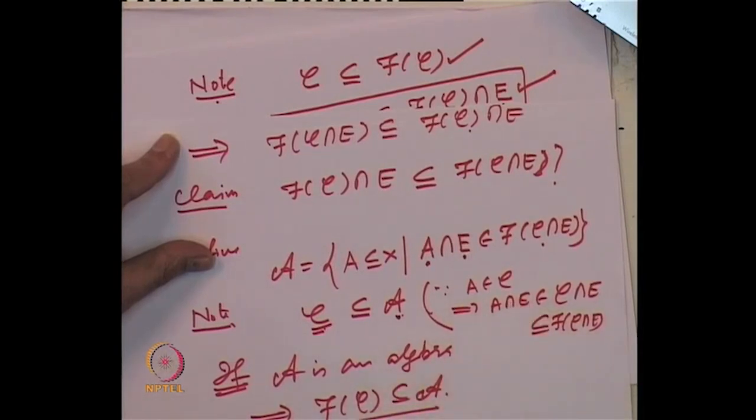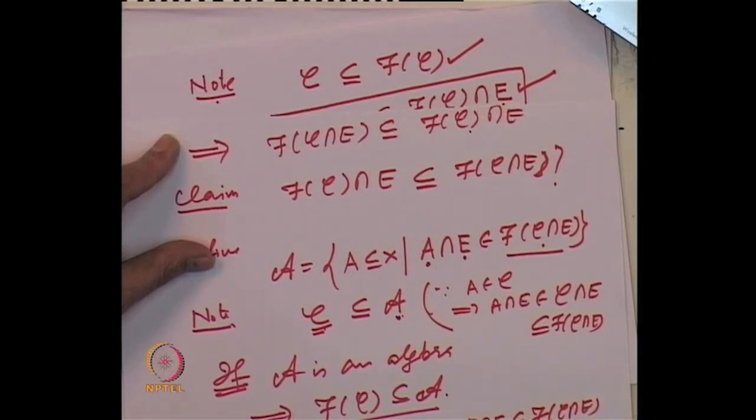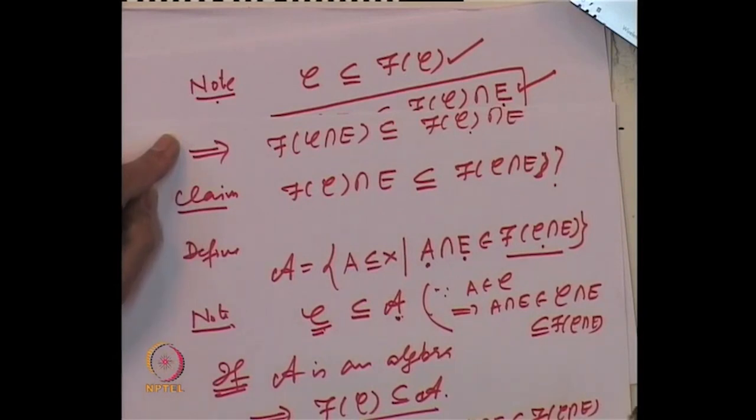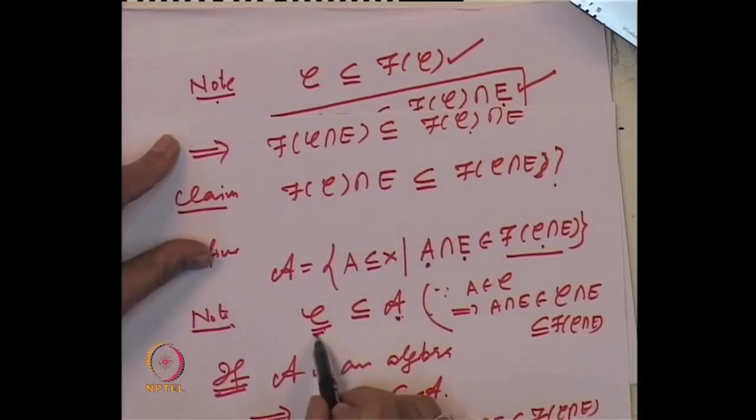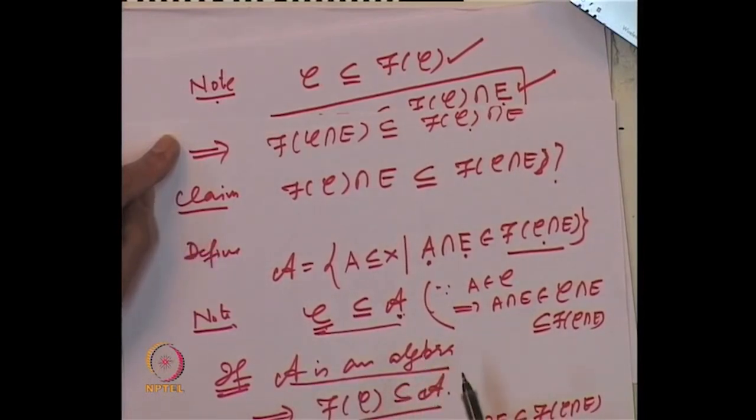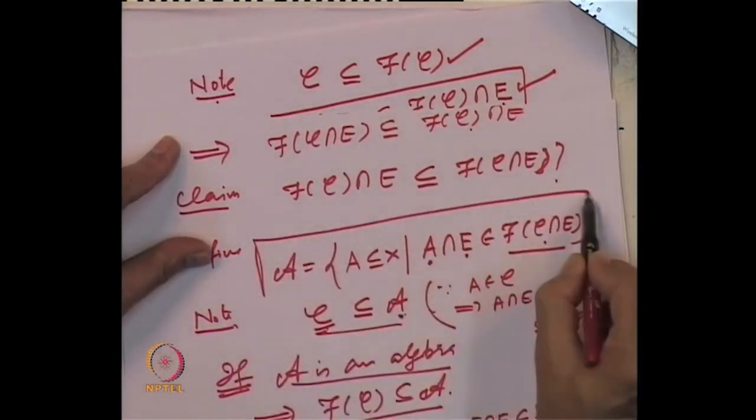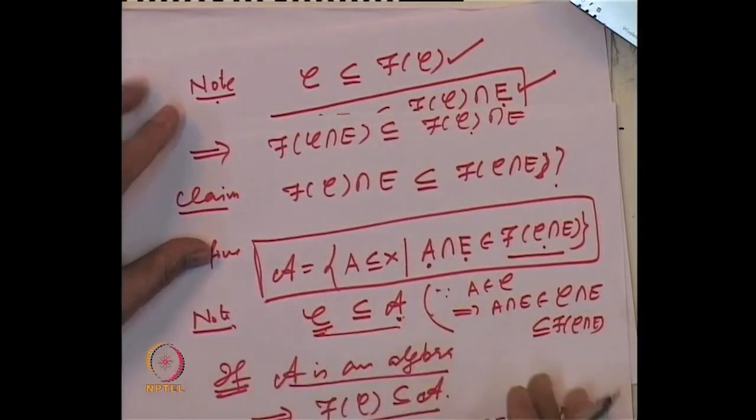That means, for every element F belonging to F of C, if you look at F intersection E, that is belonging to F of C intersection E. So, that means F of C intersection E is a subset of F of C intersection E, right. So, to complete the proof, we only have to show that A is an algebra of subsets of X. So, now let us look at this and show this is an algebra of subsets of the set X.